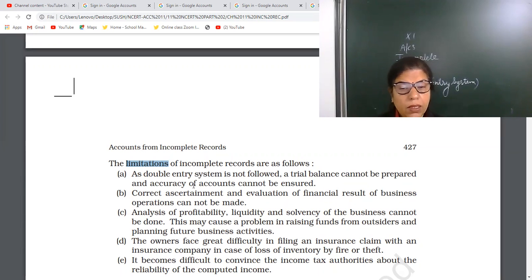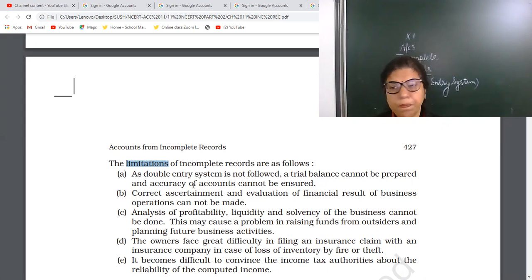Then analysis of profitability, liquidity and solvency cannot be done. Now you will say, what is analysis of profitability? See, every businessman wants to know what is his gross profit or gross loss. What is his net profit or net loss? Operating profit or operating loss? Profitability can be ascertained only when the proper accounting system is maintained.